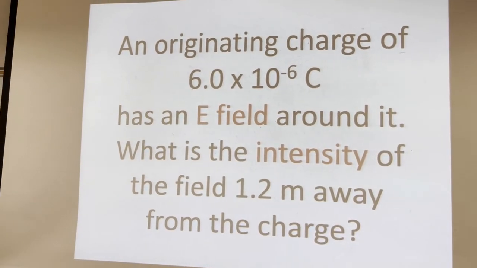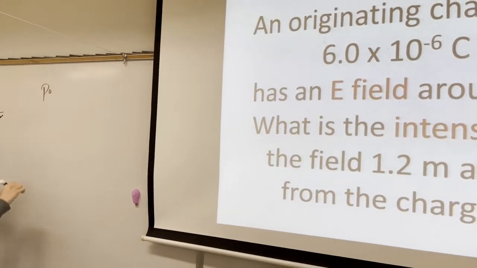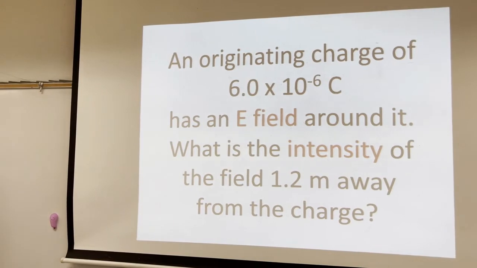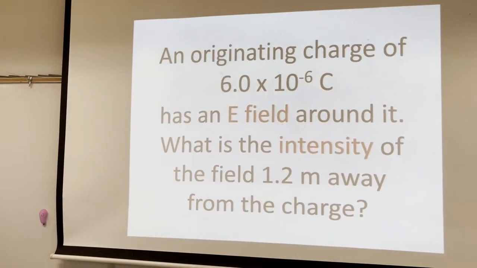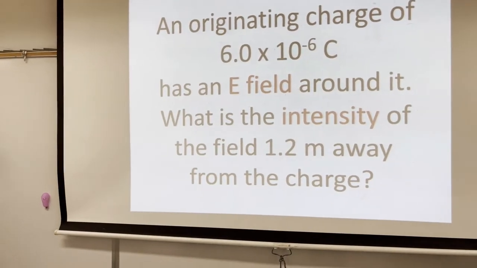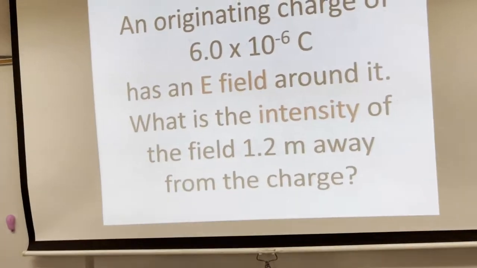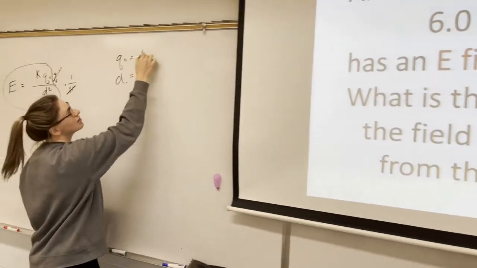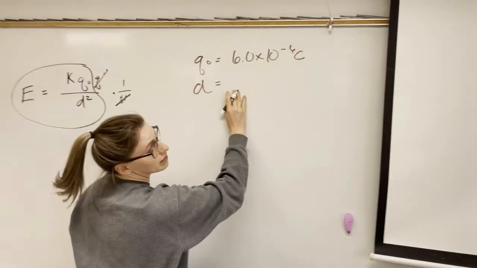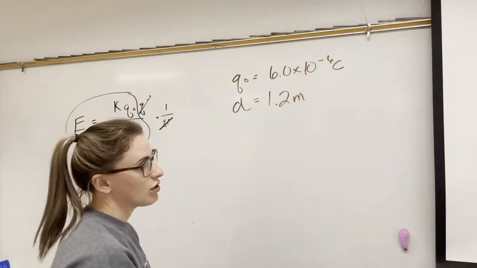So we have an originating charge, Q sub O, and then we have the distance. Q sub O is 6.0 times 10 to the negative 6 coulombs, and our distance is 1.2 meters. So we want to find the electric field.